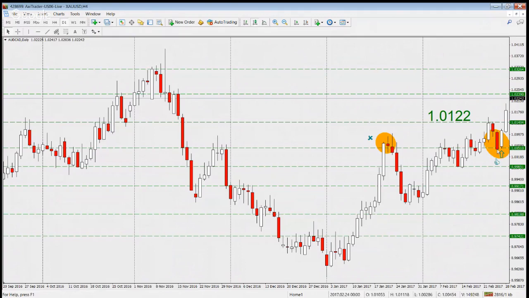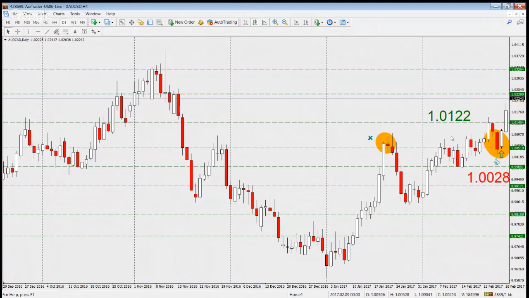Obviously, the stop loss, I put that down here below the low of this candle because that's the lower candle. So that's at, well, you can put it right on the low, really, 1.0028. 1.0028 is the stop.